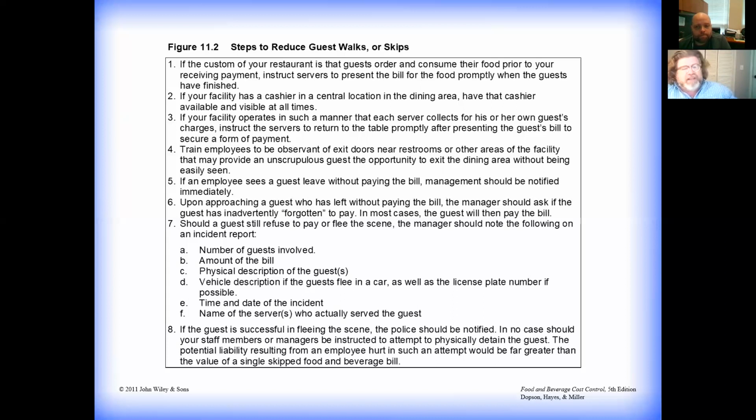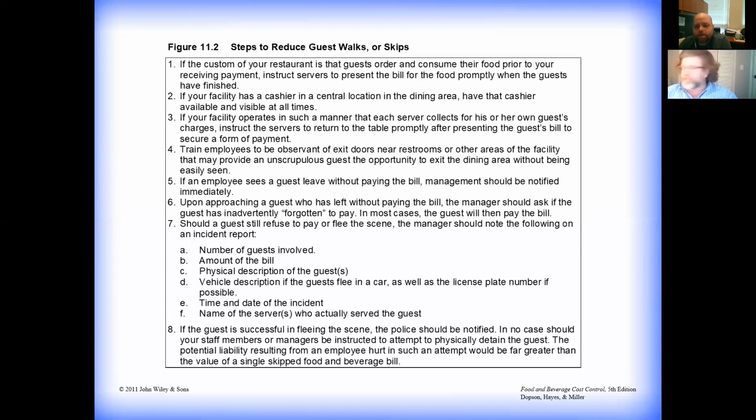if you do have a guest skip, what sort of information do you need to gather on them? The number of guests involved, the amount of the bill. You try to describe the guests, if you can, know what kind of car they were driving, when it happened, and then notify the police. These are all things that I won't say common sense, but these are the things that the manager and the employee should be trained to do.